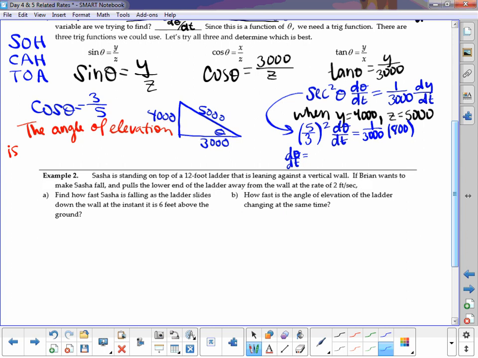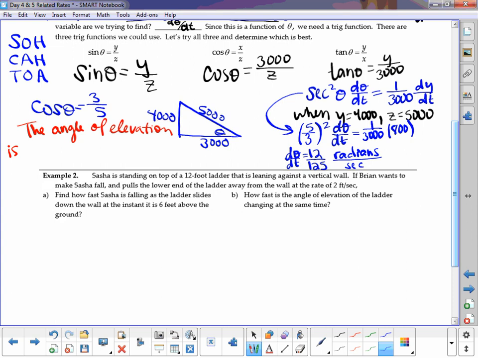Slow down though. What do we get for dθ/dt? 12 over 125. Good. What are our units for that? Radians. Yeah, so we're looking at the change in the angle. The angle is measured in radians. We're always in radians for calculus. So radians, and what was our time? Good, radians per second.